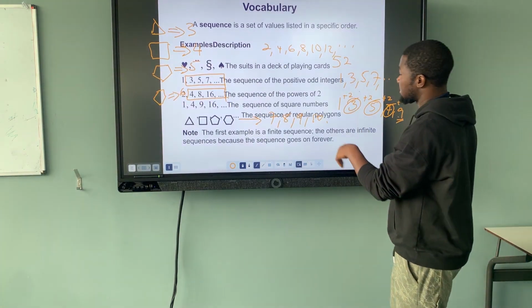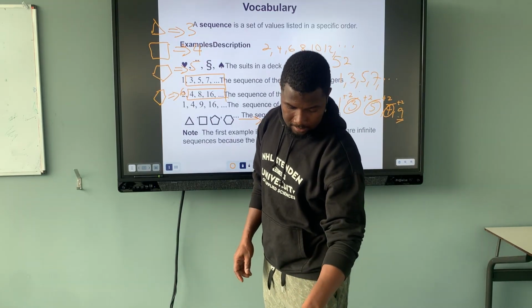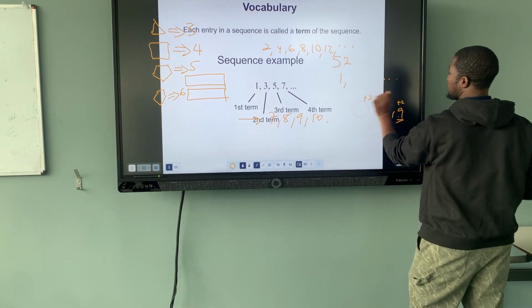One thing I want to emphasize from this point is looking at the sequence itself. Let me try to clean up a bit.